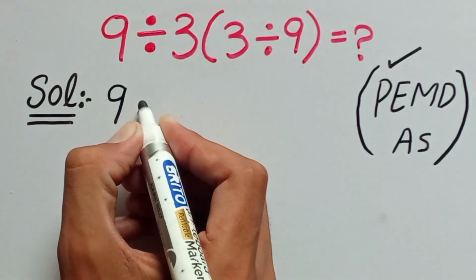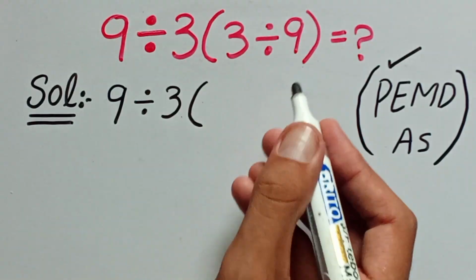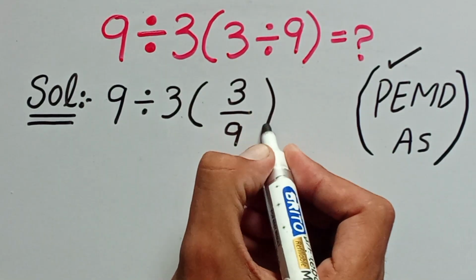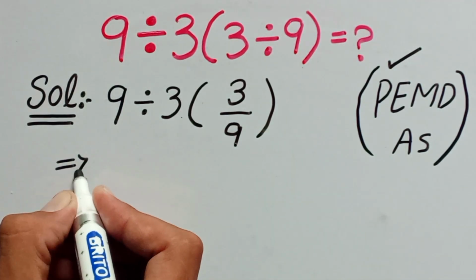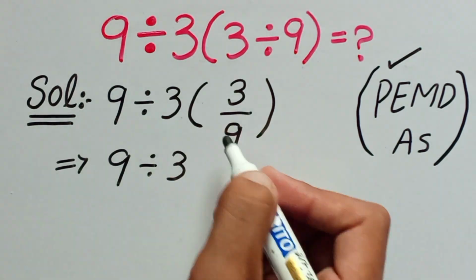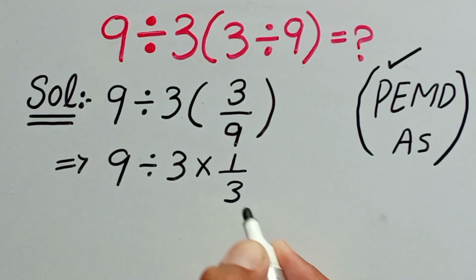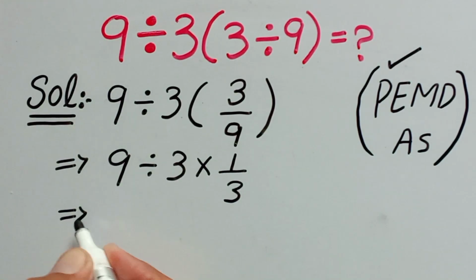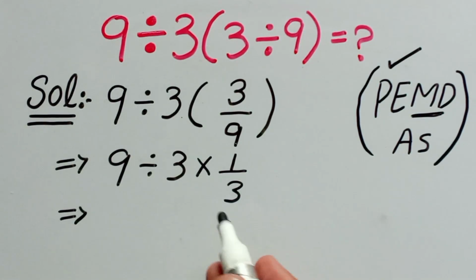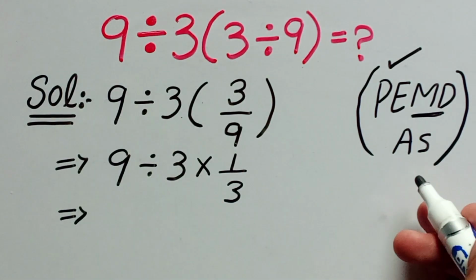So I can write it as it is: 9 ÷ 3(3 ÷ 9). I can write it as 3 ÷ 9. Now guys, in the next step, in 3 ÷ 9, the 3 and 9 cancel with each other and the answer is 1/3. Now here guys, multiplication and division have equal priority and we have to go from left to right. So here firstly we solve the division and then the multiplication according to the PEMDAS rule.